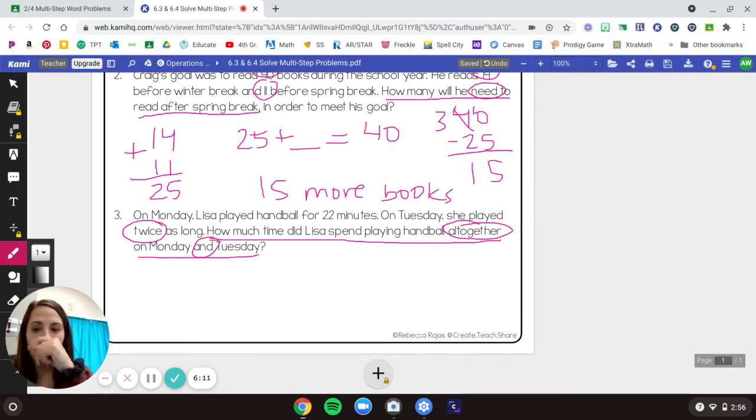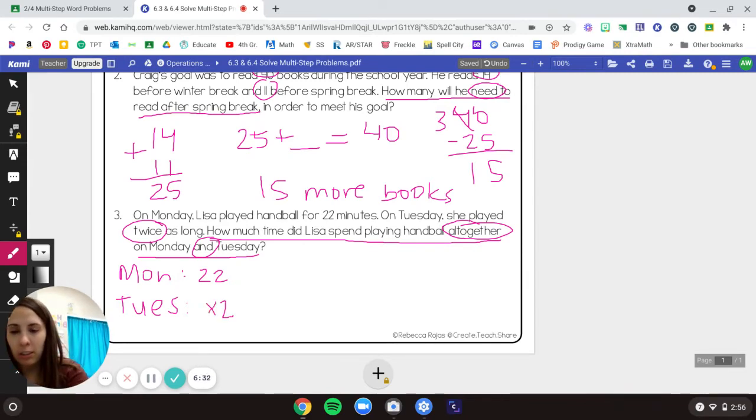All right, so we're trying to find Mondays and Tuesdays. So I would like to start by kind of putting those down. What was Monday's minutes and what was Tuesday's minutes? Let's read back through. Oh yeah, Monday was 22. Tuesdays, it just says twice as long. So twice as long as what? Twice as long as the 22. So we'd multiply there. 2 times 2 is 4. 2 times 2 is 4. So instead of saying times 2 for Tuesday, it's really 44.